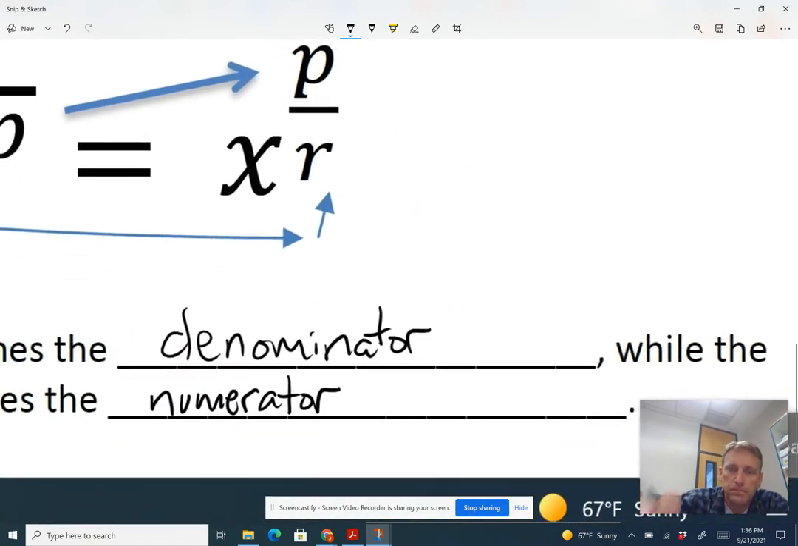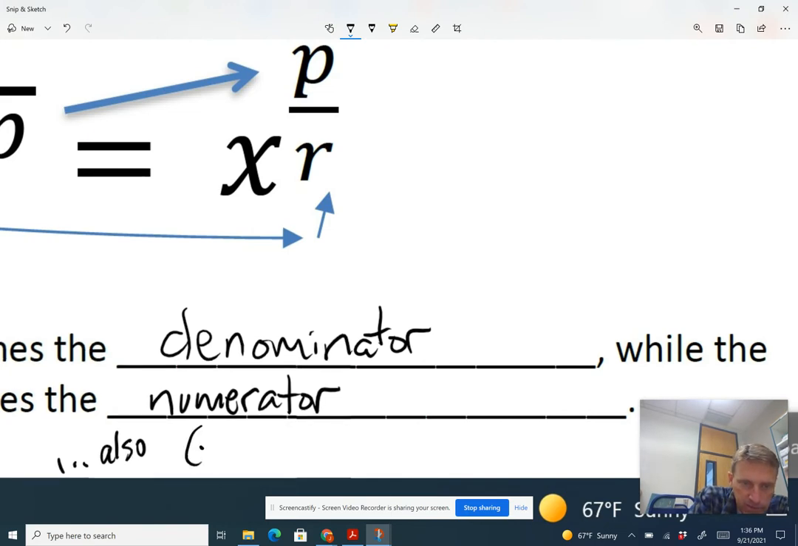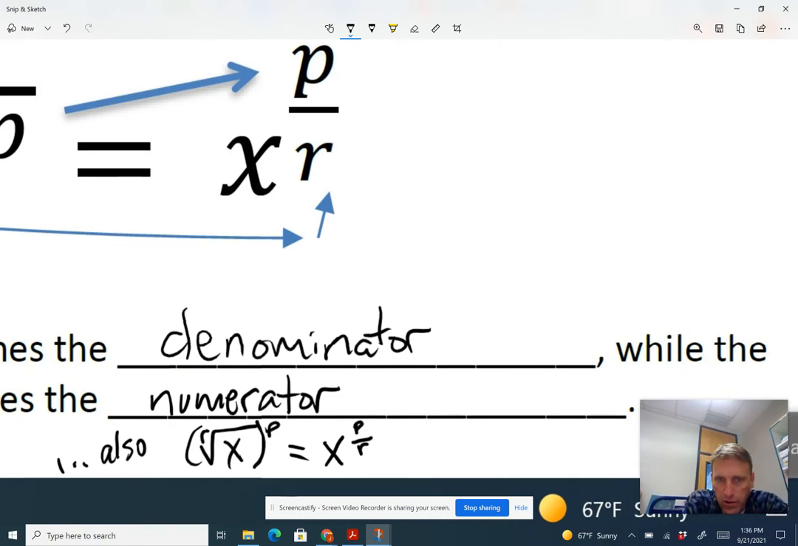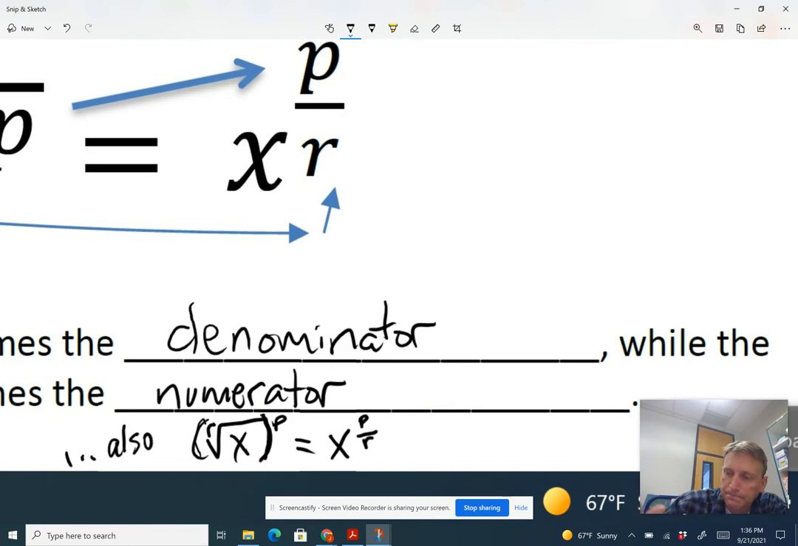Also, I think it's important to note that if you have the rth root of x and it's all raised to the p power, that's also equal to x to the p over r power. So the p can be outside of the parentheses, or it can be inside, and it works the same either way.